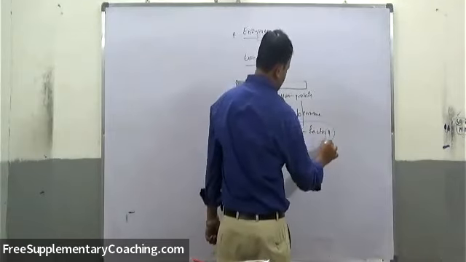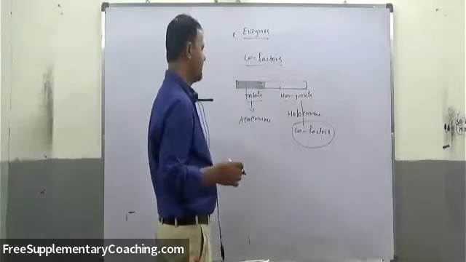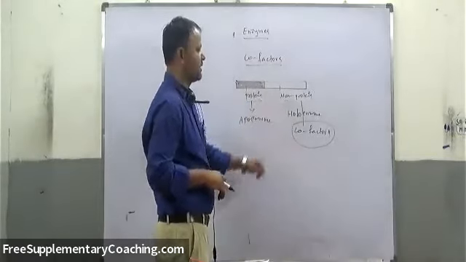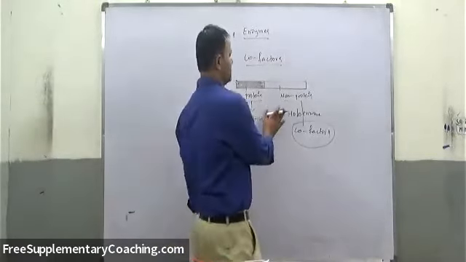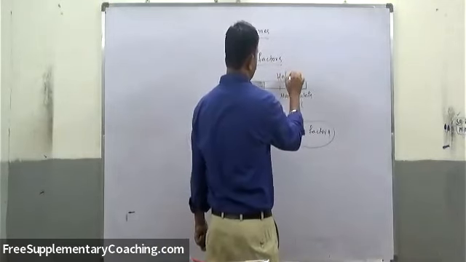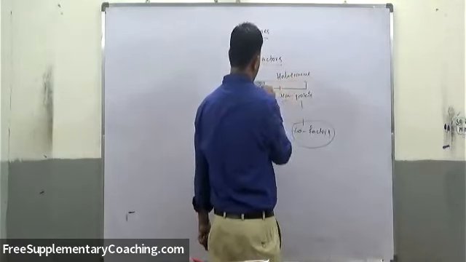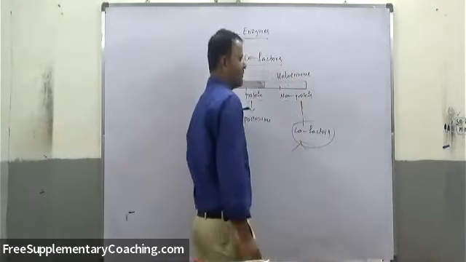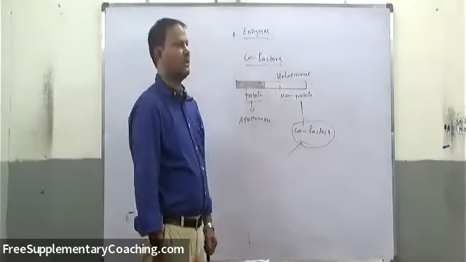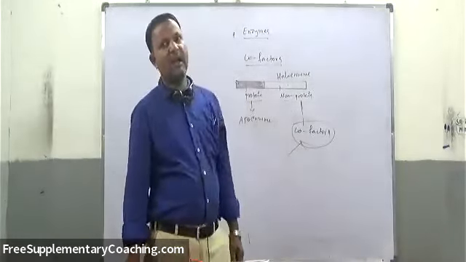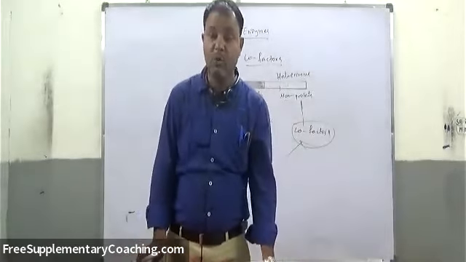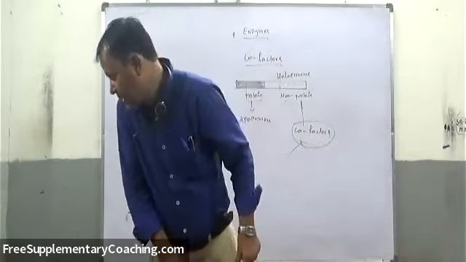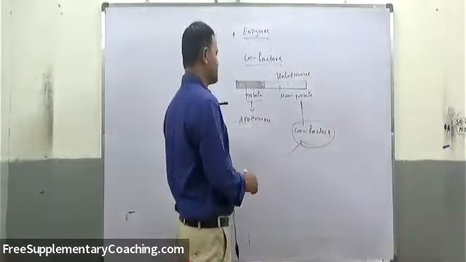Now we discuss this one. Holoenzyme consists of two portions, protein and non-protein. The protein portion is called apoenzyme. The non-protein portion is called cofactor. Cofactors are of three types: prosthetic group, coenzyme, and metal ion.